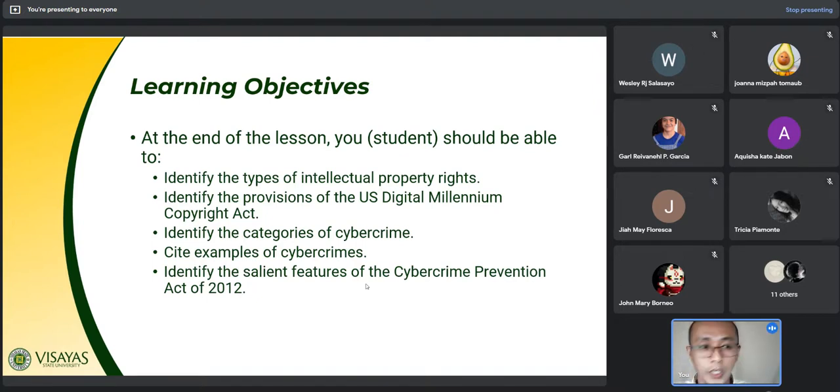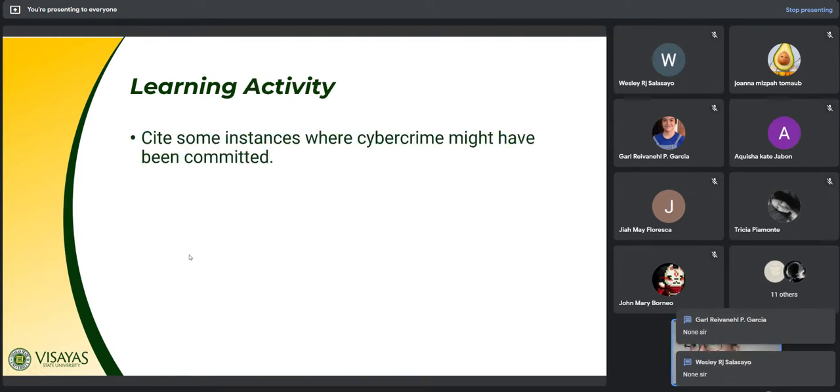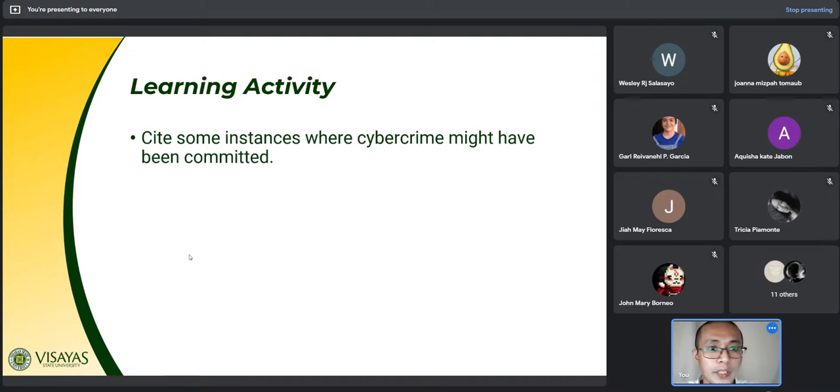Other questions so far, or clarifications, class, of what you will know at the end of this lesson? Okay, so if there's none, we can now start our class discussion. Okay, so can you cite me, class, an example where cybercrime might have been committed? In what instance, class, is cybercrime already committed? Any idea? Class? Can you give me, class, an example of a cybercrime? Sample lang.